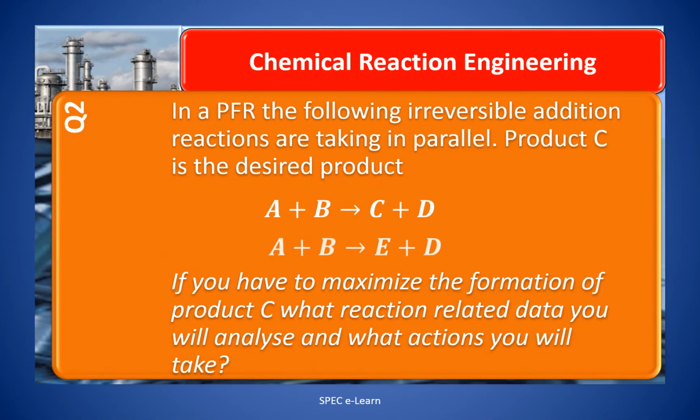Question number 2. In a plug flow reactor, the following irreversible addition reactions are taking place in parallel. A plus B giving rise to C plus D. A plus B leading to formation of E plus D. Product C is a desired product. If you have to maximize the formation of product C, what reaction related data you will analyze and what actions you will take? Your time starts now.